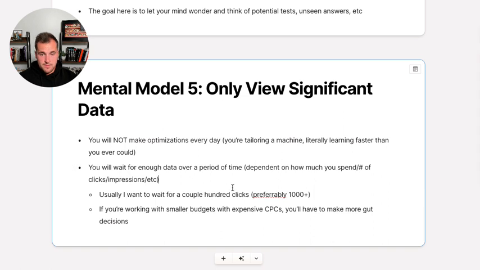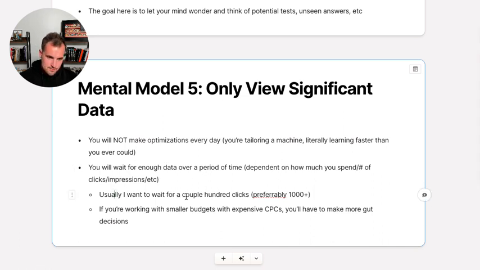So if you spend $100 a day and your CPCs are $10, you can at best get about 10 clicks a day. I want to have at least 100 clicks usually before I make any informed decisions. You can obviously, if you're at 70 clicks and awful click-through rate, awful time on site, searches look bad, of course make decisions, right? But if it's very close data, I want to make sure I have 100 clicks and 1,000 impressions. That's usually the way I go.